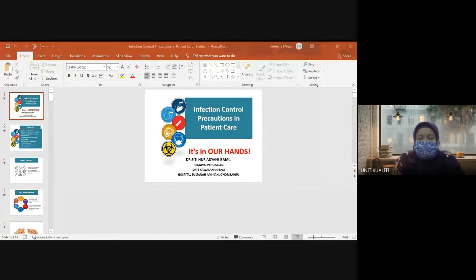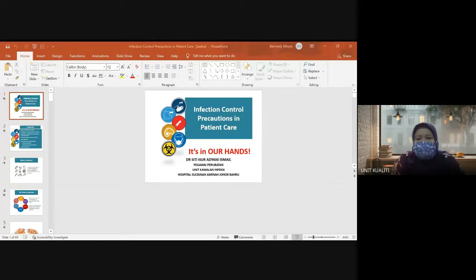So what is infection? Infection is invasion of pathogens or microorganisms that are capable of producing disease into the body. It means that this pathogen or microorganism are capable to make us sick or unwell.